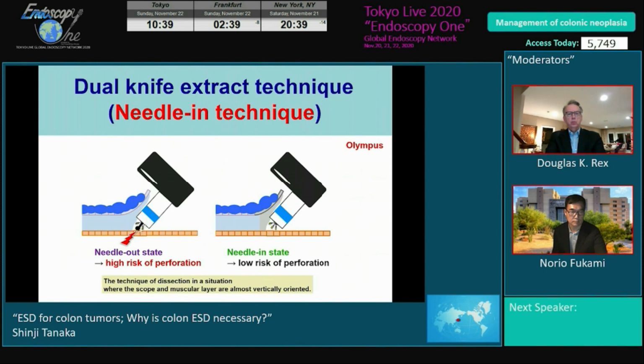In a situation where the scope and muscular layer are almost vertically oriented, the risk of perforation is high in a needle-out state, but the needle-in technique is safer. However, even in needle-in state, we must be careful to avoid thrusting the tip of the knife to the colonic wall. Gentle, soft touch of the knife tip to colonic wall is important.